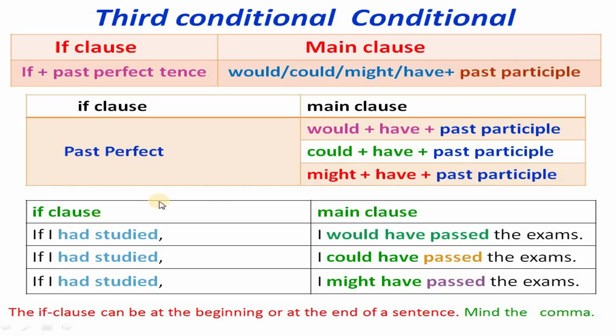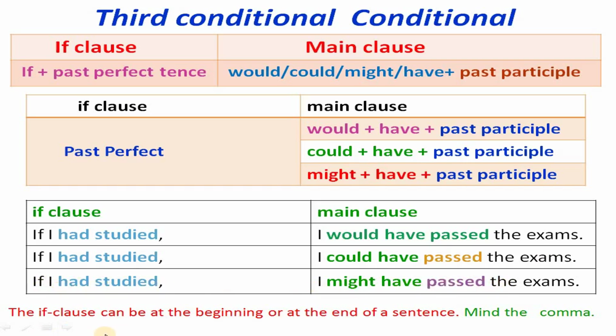Then see the examples. What we used in the second conditional, I am using the same here, but only had is added in the if clause. If I had studied, so only had is there. That's why it's a past perfect tense. Main clause: I would have passed the exams. If I had studied, I could have passed the exams. If I had studied, I might have passed the exams.